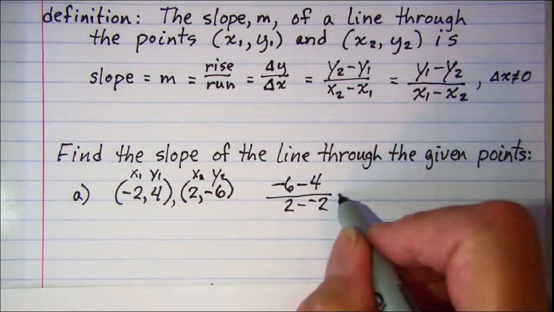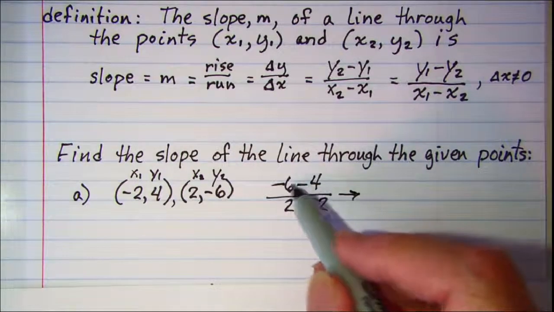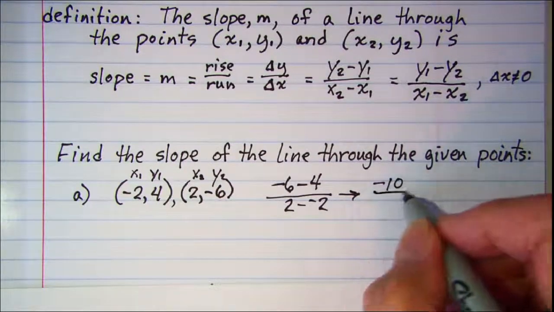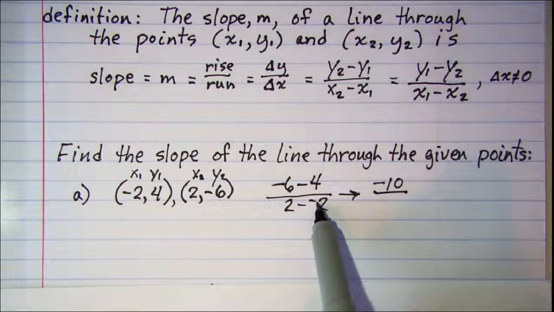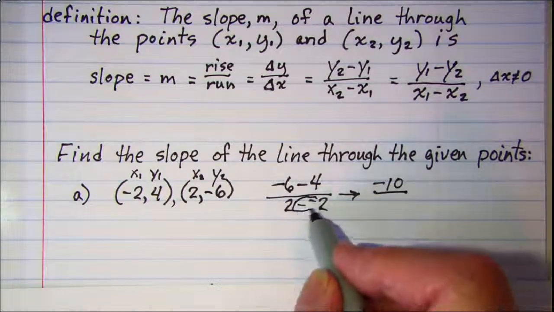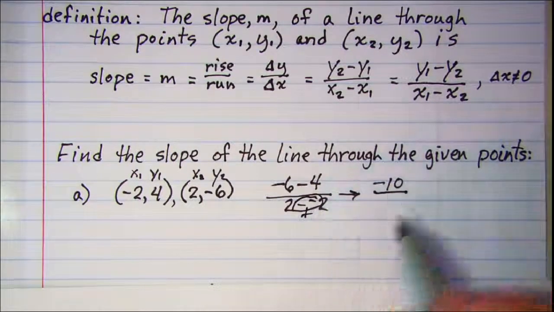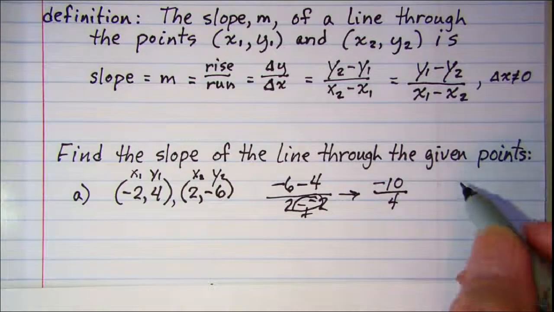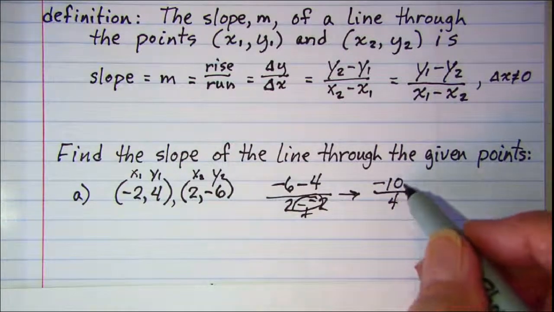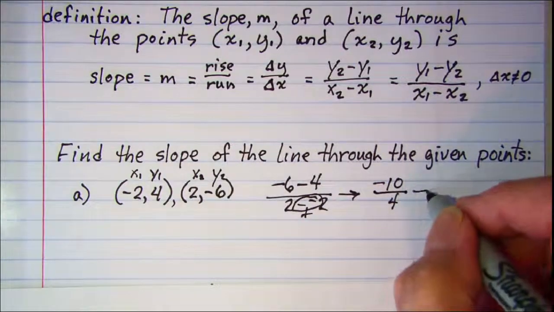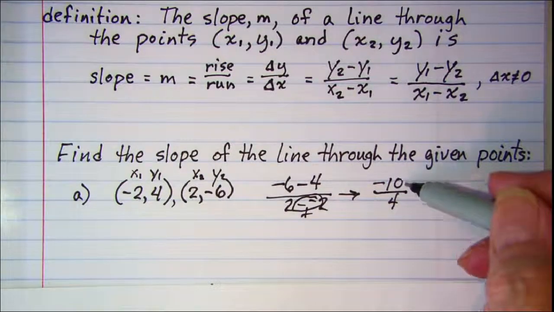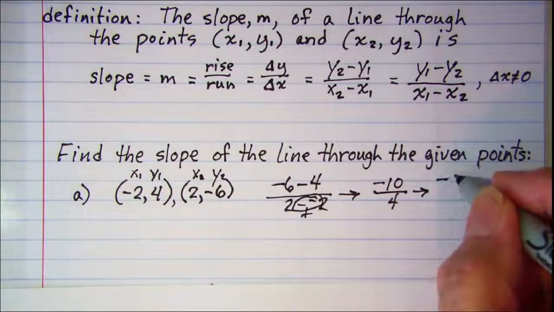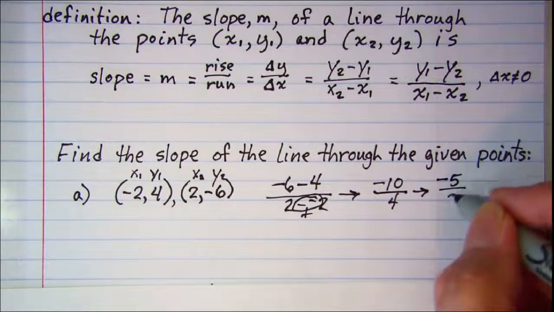All right, simplifying this fraction, negative 6 minus 4 is a negative 10. These two minus signs are the same as plus, so I have 2 plus 2, which is 4. So my slope is negative 10 over 4, but I'm going to divide top and bottom by 2 and simplify this fraction to negative 5 over 2.